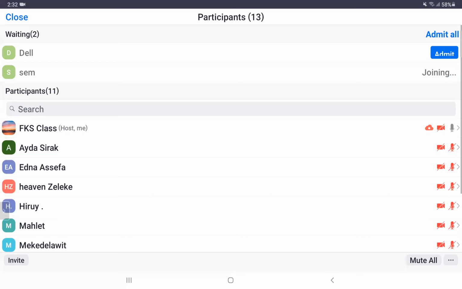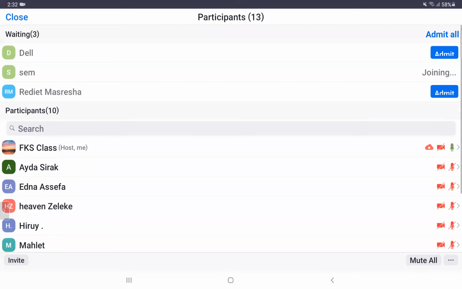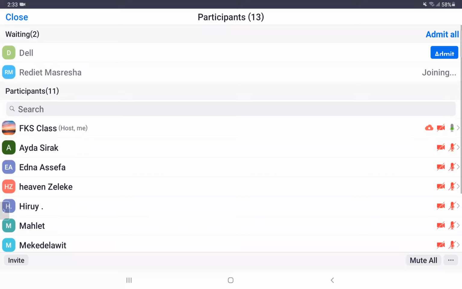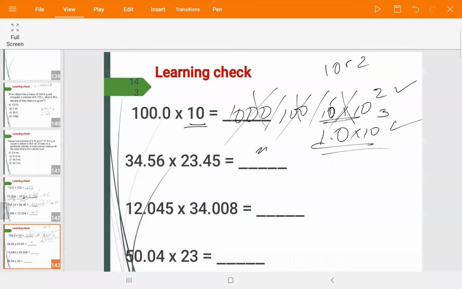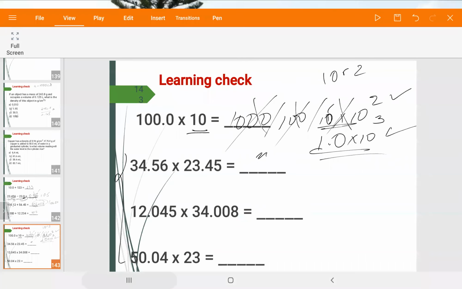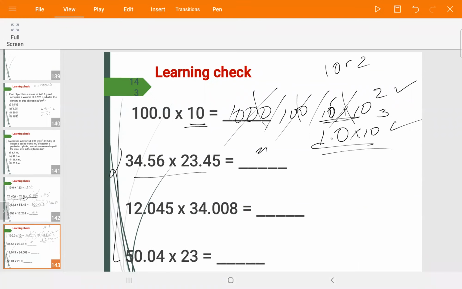So last week we discussed addition and subtraction, right? Now, as a revision, let us see questions and then we'll proceed to our today's lesson, which is notation. All right. Who can do this?